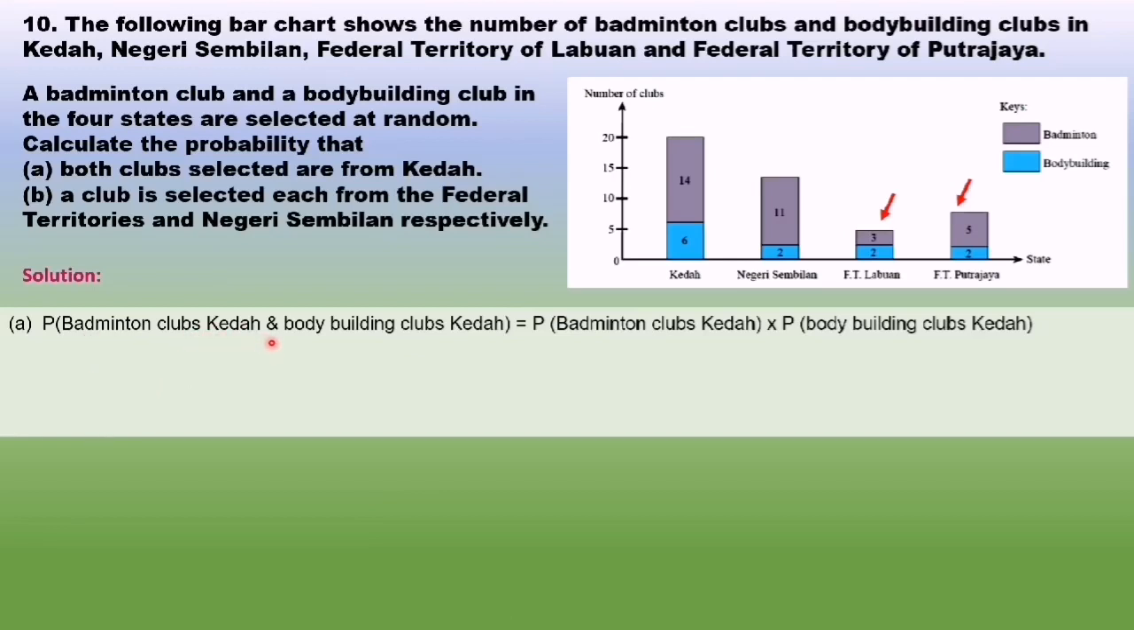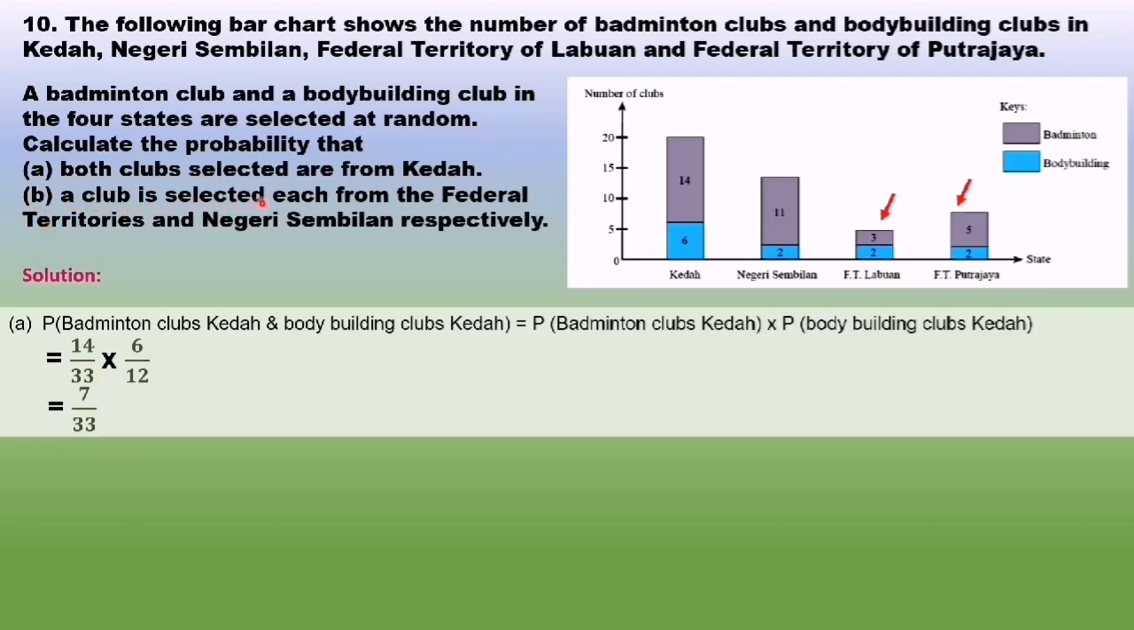Probability badminton club is Kedah and probability bodybuilding club is Kedah equals probability badminton club Kedah times probability bodybuilding club Kedah. So probability badminton club Kedah is 14 over the total of the badminton clubs, so it's 14 over 33, times probability of bodybuilding clubs Kedah is 6 over the total 12. So equals 7 over 33.